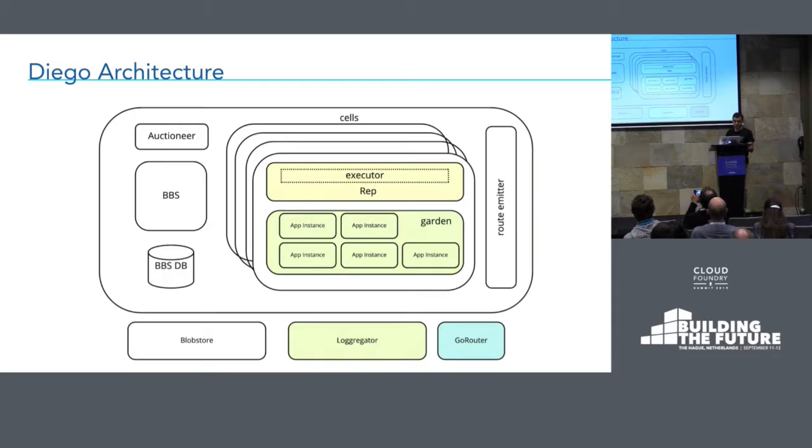You see the components that are highlighted. On the left, we have the auctioneer, the BBS, and the database. Then we have the cells that are essentially the VMs with the rep and the executor as the processes, Garden as the container runtime, and then blob store, log aggregator, and GoRouter Cloud Foundry components, right? We're going to come back to these.